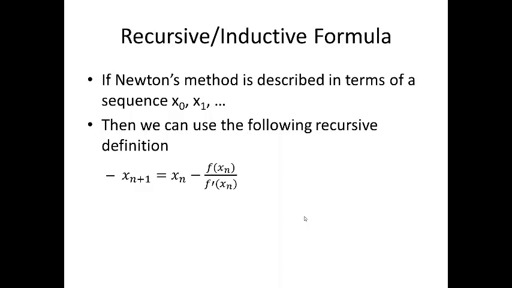So this leads to a recursive inductive formula. If Newton's method is described in terms of a sequence x0, x1, etc., then we can use the following recursive definition: x_{n+1} is equal to x_n minus f of x_n divided by f prime of x_n. So naturally we'll be interested in whether there's some limit as n approaches infinity of x_n that conforms to some r, where r is the desired root. In the meantime, let's content ourselves to look at an example.